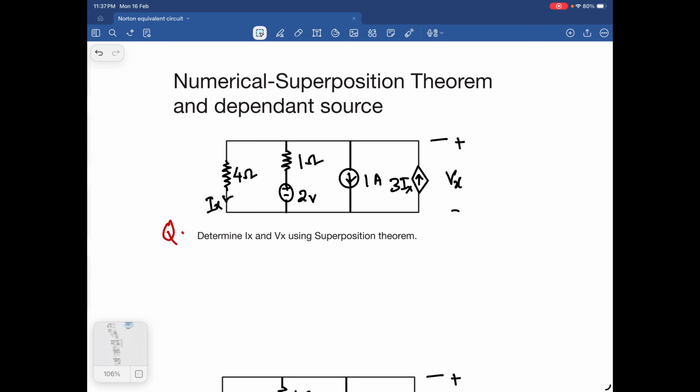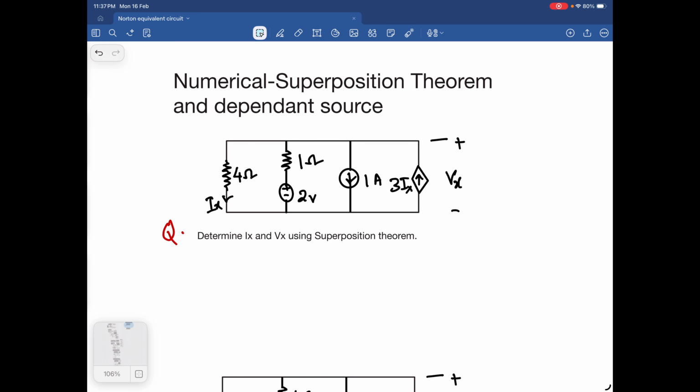The superposition theorem tells us that the current through any branch, or the potential across any branch, is the algebraic sum of the currents or potentials when individual sources are acting alone. That means we have to use one source at a time.